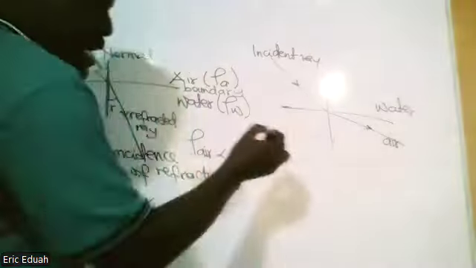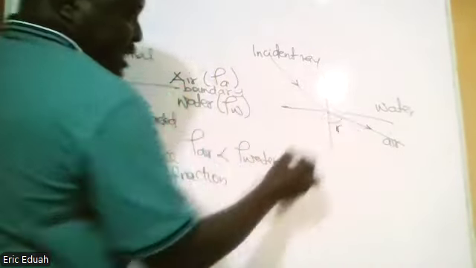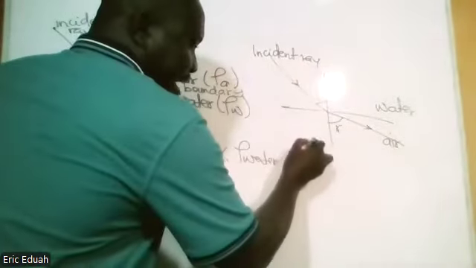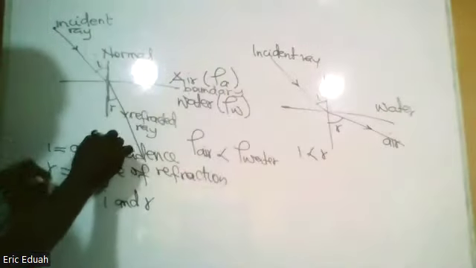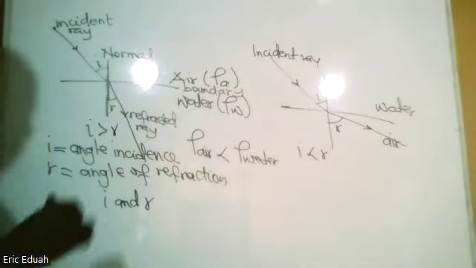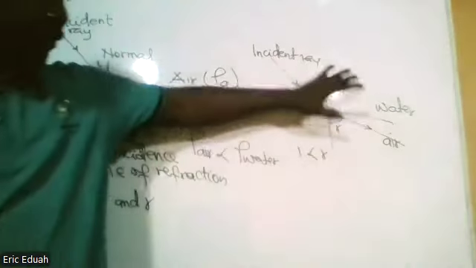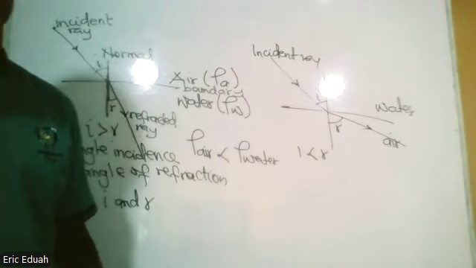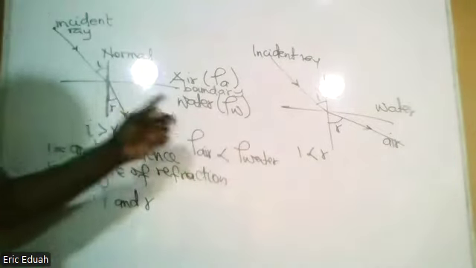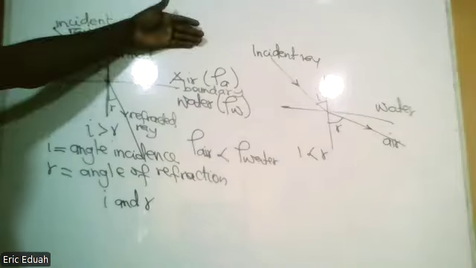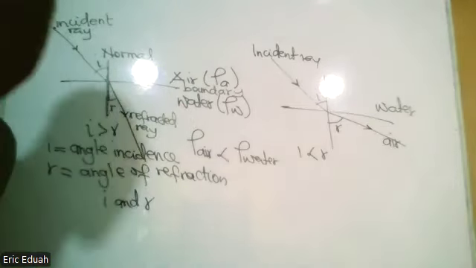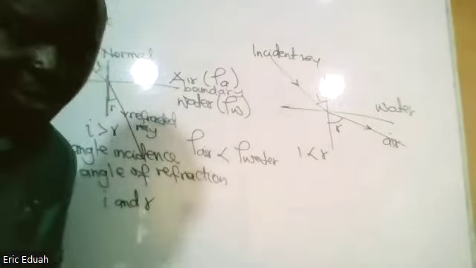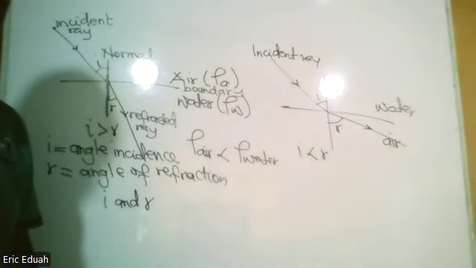Thank you. So here, the angle of refraction is far greater than the angle of incidence. So I is less than R, and here, I is greater than R. So when light is propagated from a more dense medium into a less dense medium, the refracted ray is deviated away from the normal. And when it is from a less dense medium to a more dense medium, it is deviated towards the normal. These are basics you must understand under refraction of light. Any question?